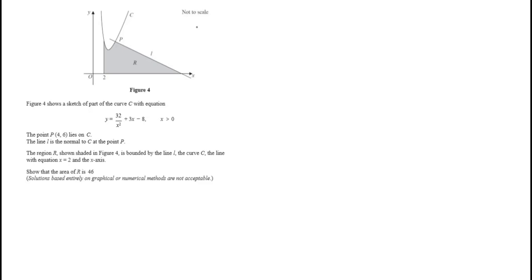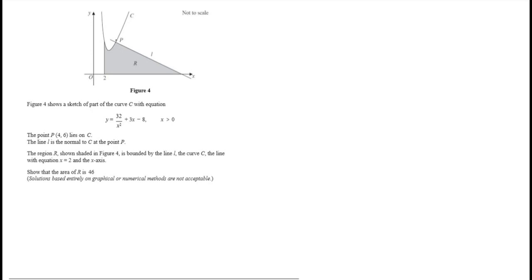The line L is the normal to C at the point P. The region R, shown shaded in figure 4, is bound by the line L, the curve C, the line with the equation x equals 2 and the x-axis. Show that the area of R is 46. And below that, just saying, yeah, we need to do this by integration. We can't just try to measure the area on the page using physical rulers and stuff.